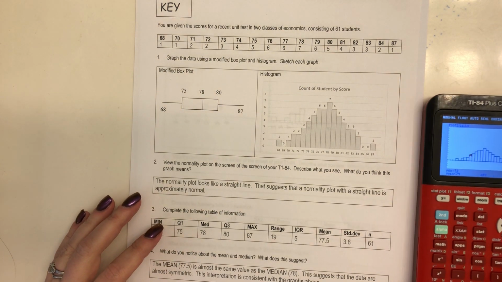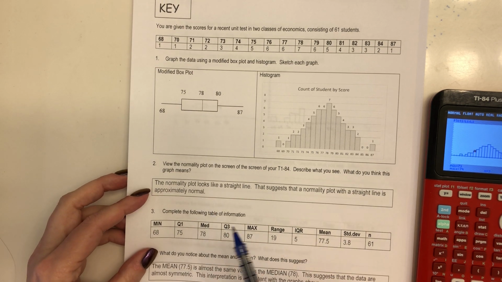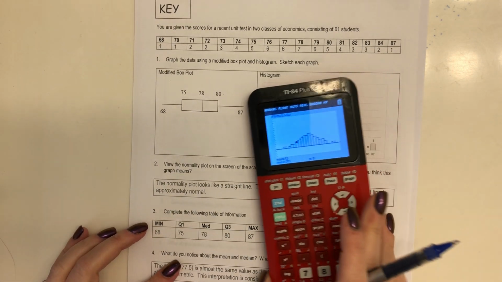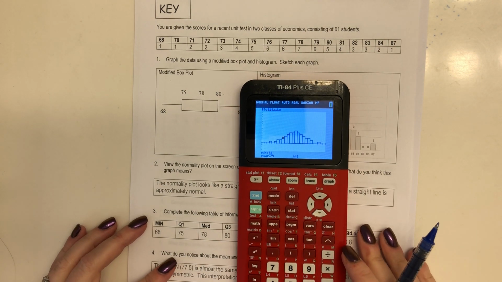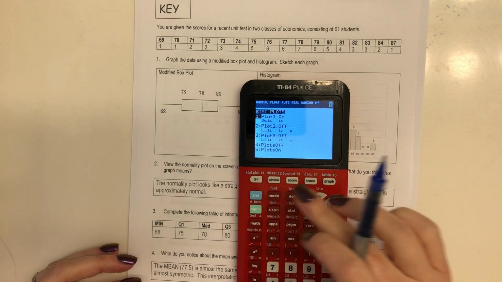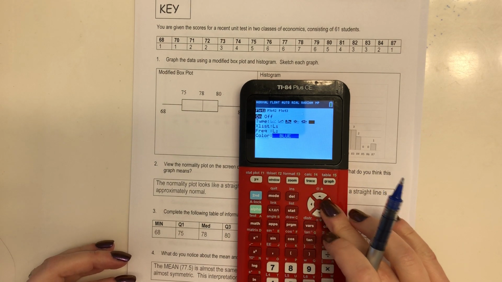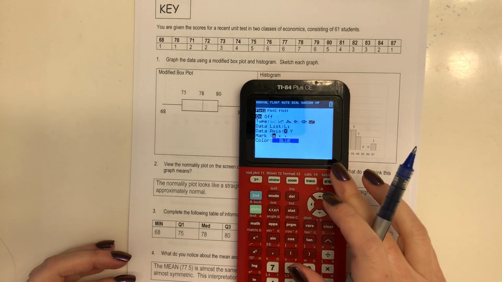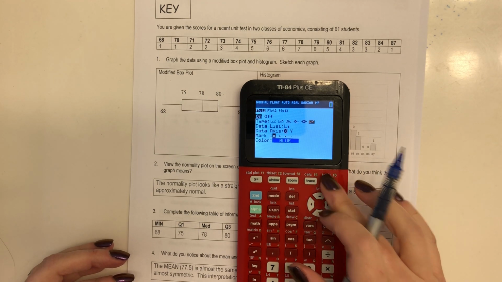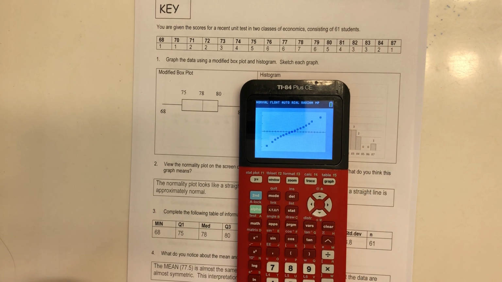So the next thing it says to you is, I want you to go make a normality plot. So what the heck's a normality plot? It's a plot that shows you how normal something is. So you're going to go up into stat plot, and you're going to go all the way across to make your normality plot. And you're going to hit graph. Now I'm going to hit zoom 9 just so it spreads out real nicely.